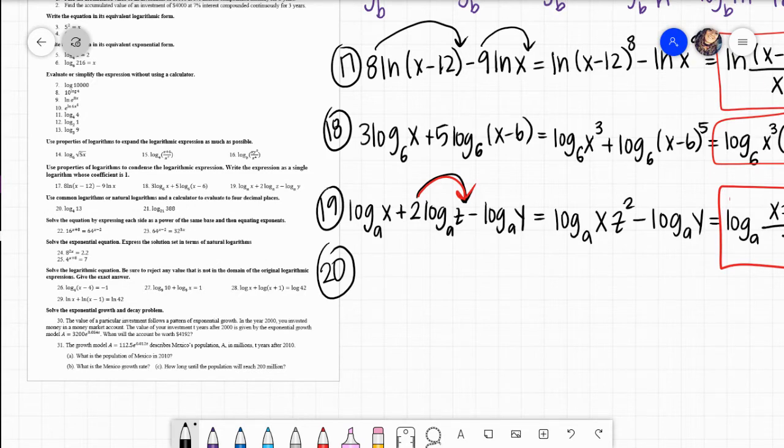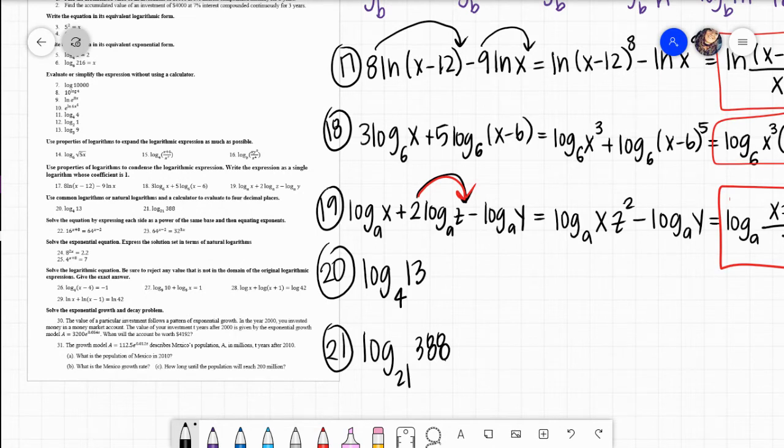For problem 20, it tells me to use common logarithms or natural logarithms and a calculator to evaluate to 4 decimal places. What I have is log base 4 of 13. And for 21, what I have is log base 21 of 388. I actually can't use common logarithms or natural logarithms. Common logarithms have base 10. Natural logarithms have base e. Problem 20 has base 4. Problem 21 has base 21.